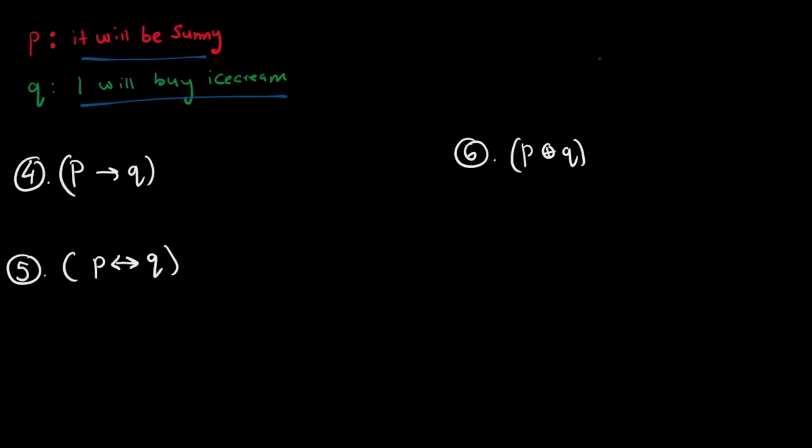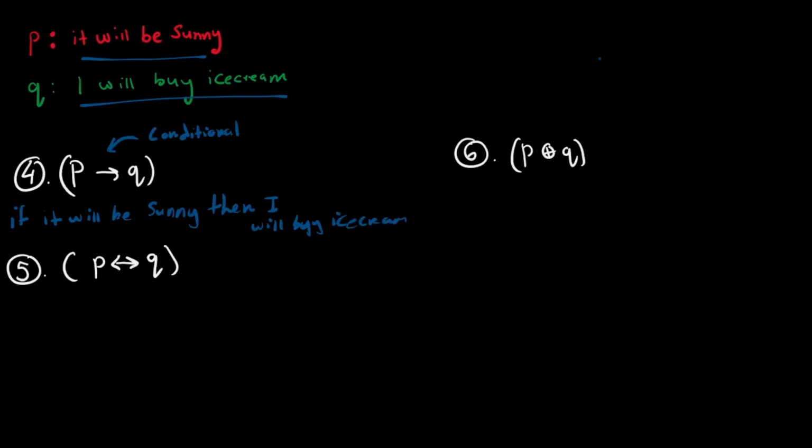For question 4, we have P arrow Q. This arrow is important because it means that we have a conditional, and the key word for the conditional is then. So the idea would be to say this: if it will be sunny, then I will buy ice cream.